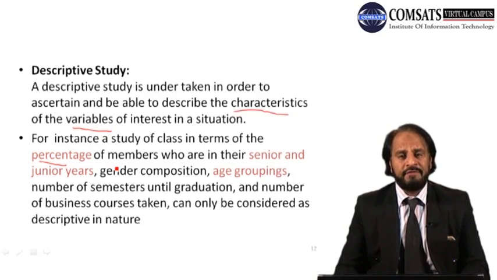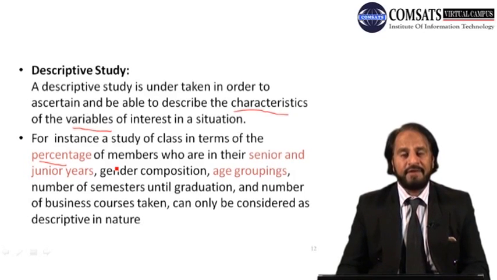Once we are able to define what a keyboard is and what its function is, we would like to know how many keyboards there are in a shop, in a university, or in an office. That is where we are looking at the descriptive side of the issue. The purpose of that study is descriptive in nature: how many keyboards, how many are working, how many are not working, how many are black, how many are white, and so forth.